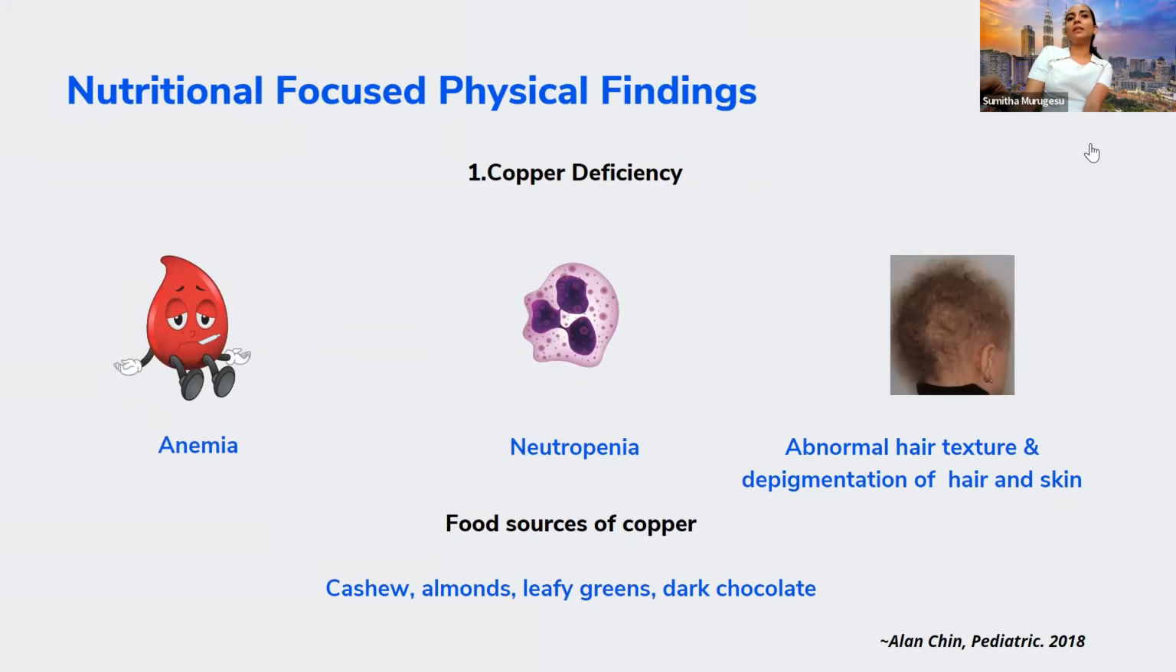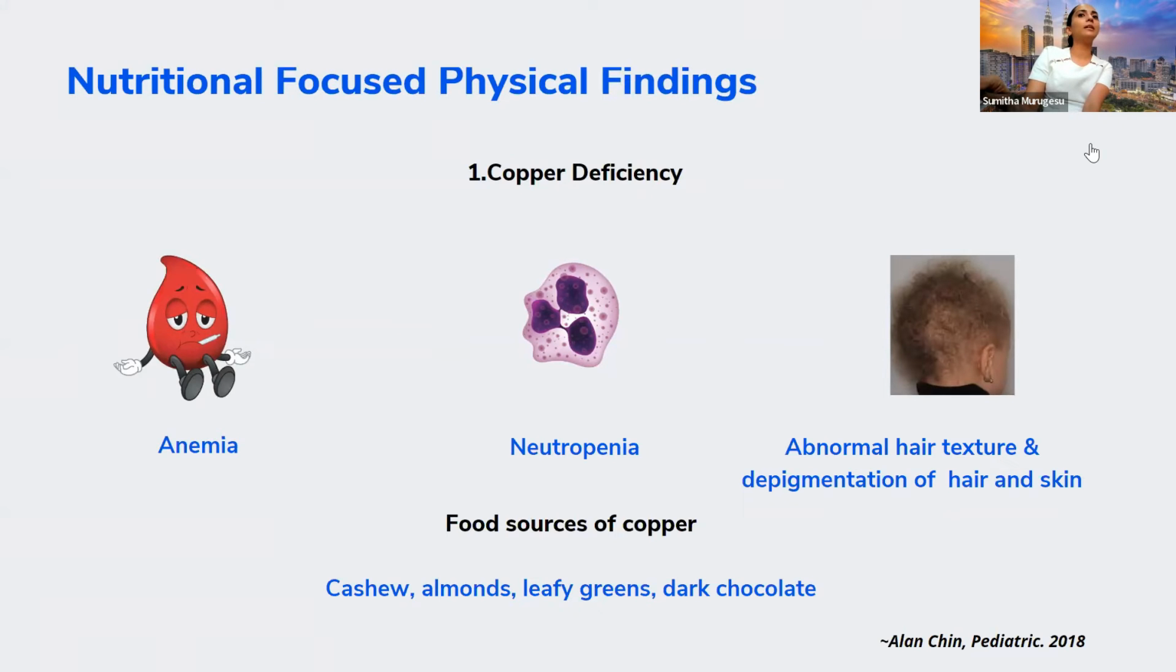So we start off with copper deficiency. Copper deficiency can present with anemia. So you might have a patient who's pale, palpitation, unexplained tachycardia, neutropenia, frequent bouts of infection or increased risk or susceptibility to infection, and a very abnormal hair texture, dry and coarse, and depigmentation of the hair and skin. Below are the food sources of copper, including cashew nuts, almond, leafy greens, and dark chocolate.